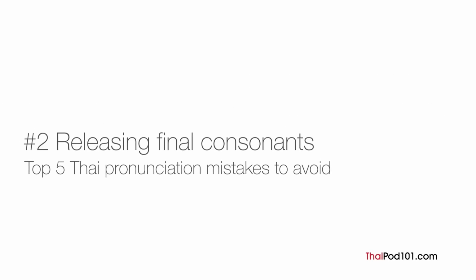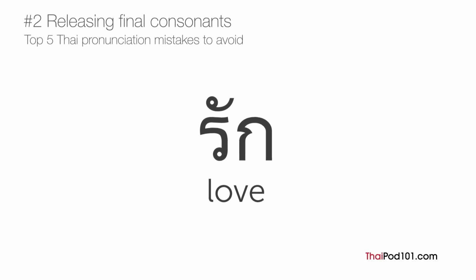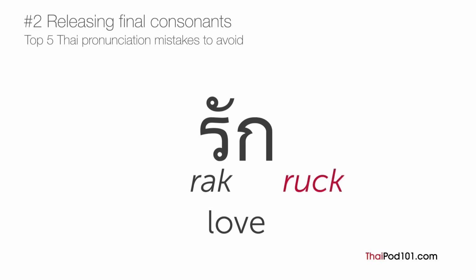Unlike some languages, such as English, all final consonants in Thai are unreleased. Take the previous example for love. รัก Do you notice how air in the final K sound is not expelled? This is true for all final consonants in Thai words. If an English speaker were to attempt to say this, however, they would tend to say something like ruck.